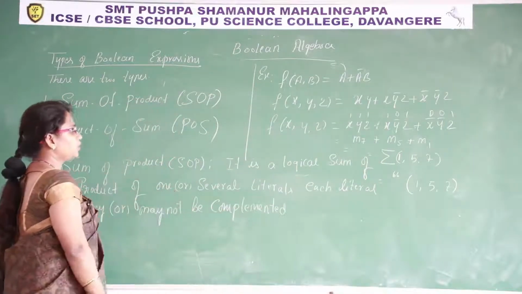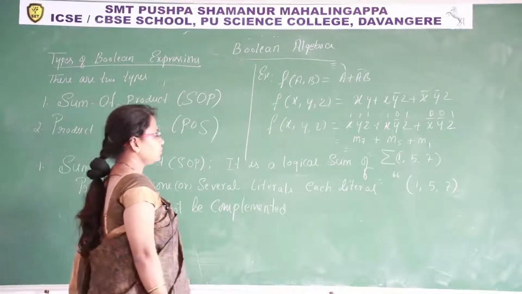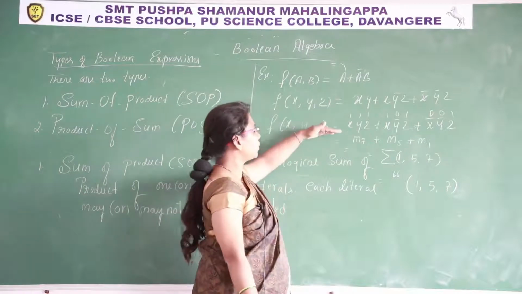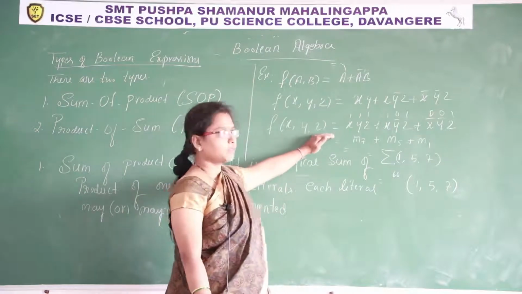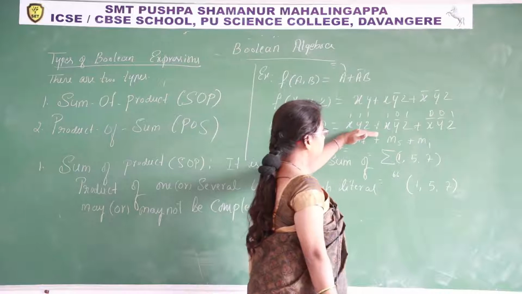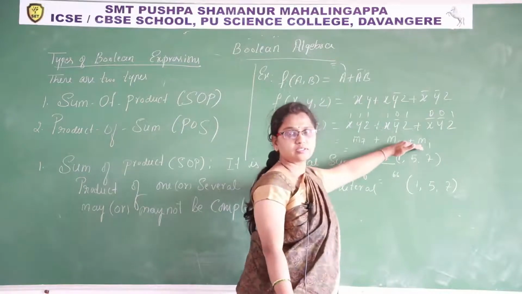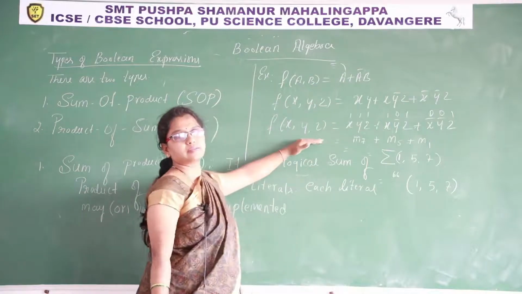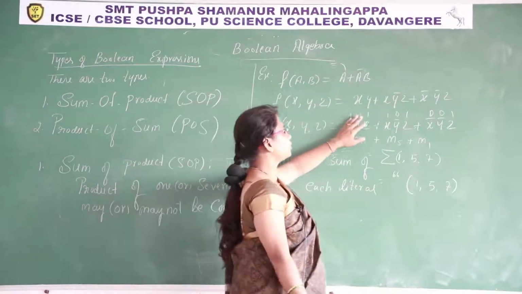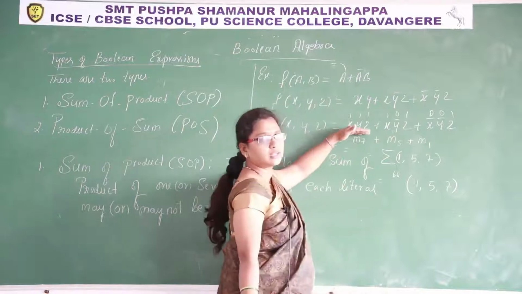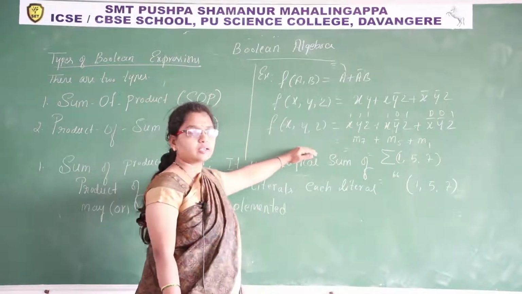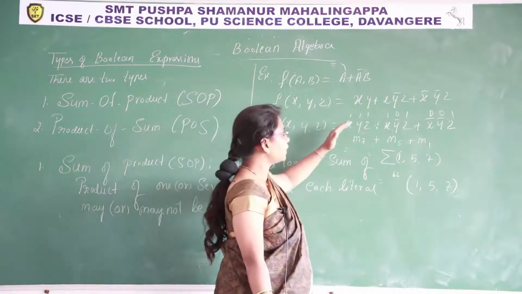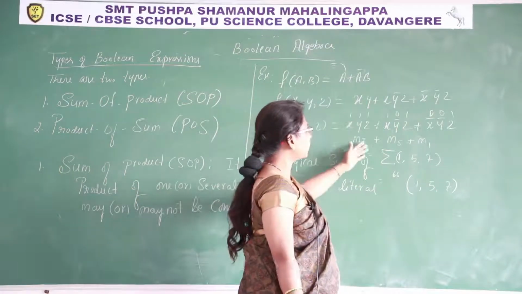So what you need to observe in this example: if you consider a particular SOP expression having sub-expressions, in all these sub-expressions all variables are there. Such an expression we call a canonical SOP expression, canonical sum of products expression. Unless it is a canonical SOP, we cannot write its min terms.